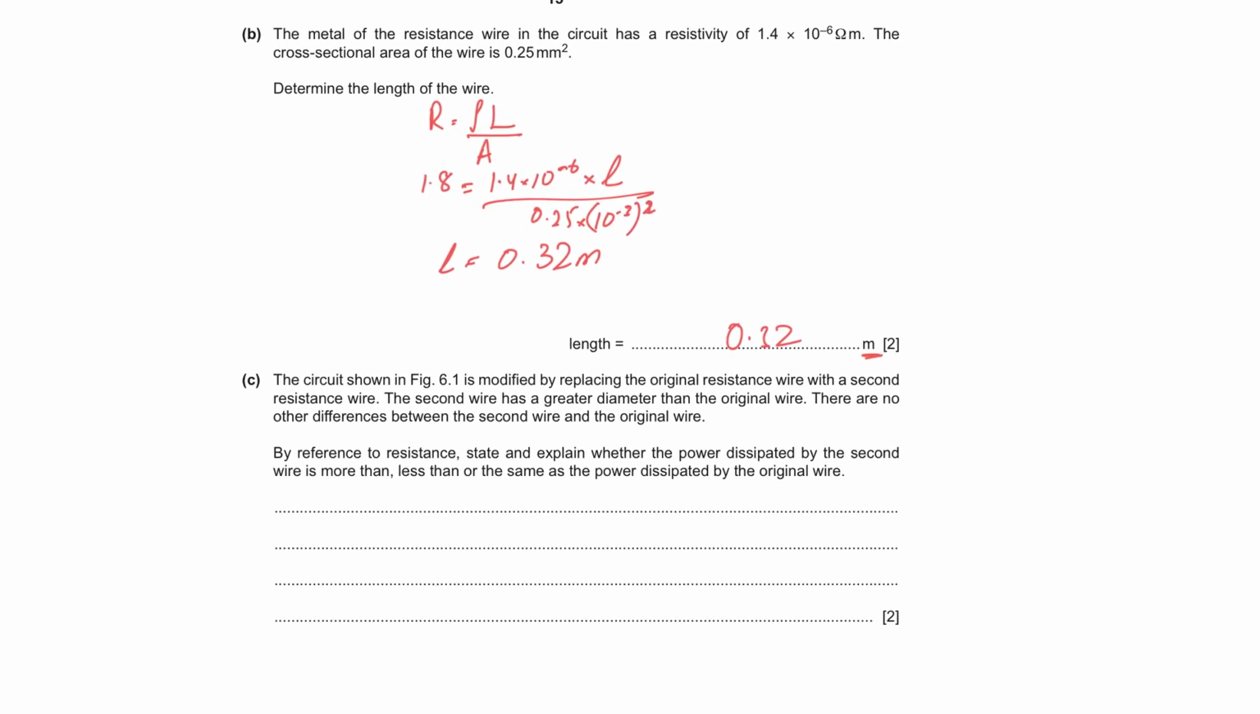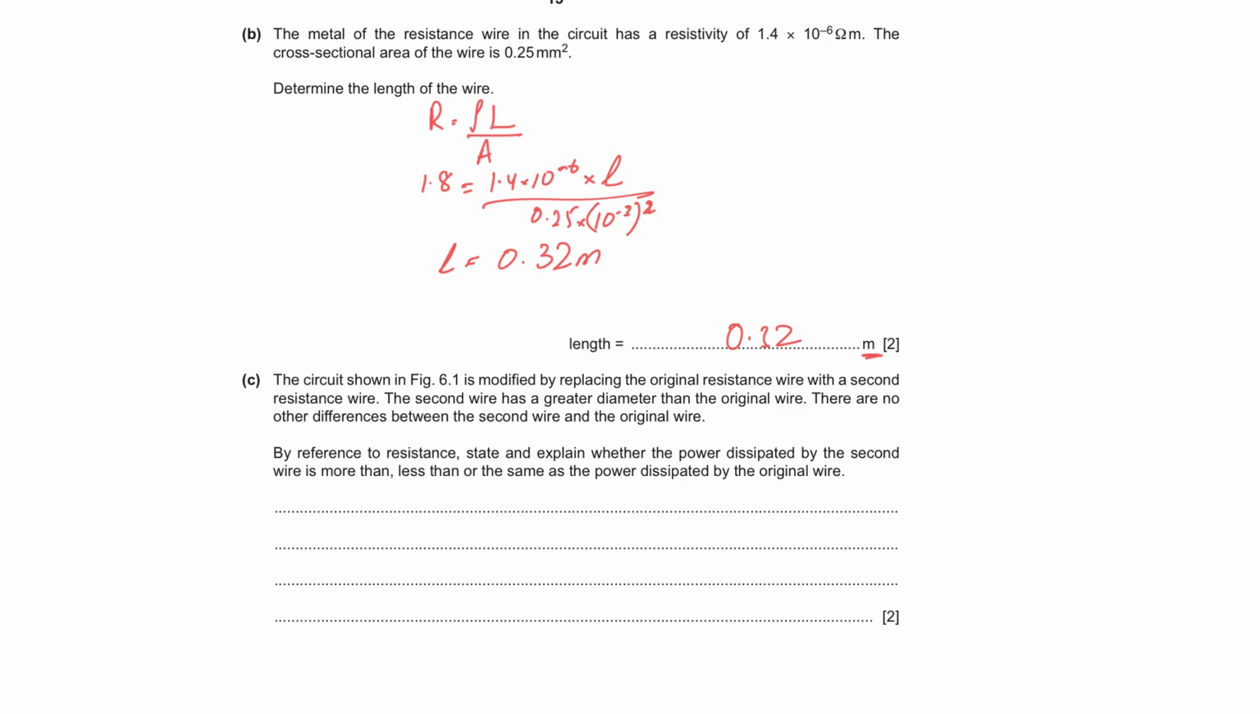Part C says the circuit shown in figure 6.1 is modified by replacing the original resistance wire with a second resistance wire. The second resistance wire has a greater diameter than the original wire. There are no other differences between the second wire and the original wire. By reference to the resistance, state and explain whether the power dissipated by the second wire is more than, less than, or the same as the power dissipated by the original wire.